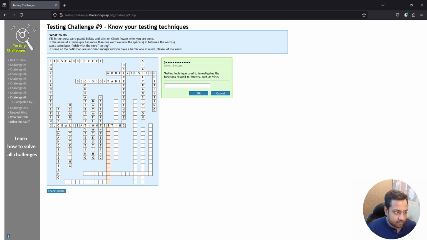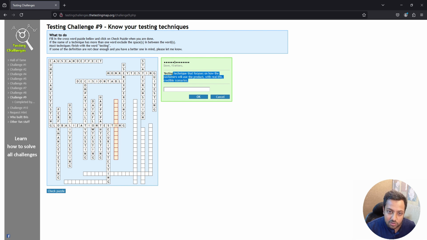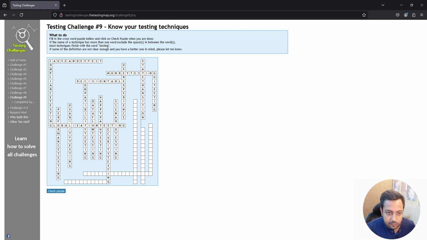The next one. Testing technique used to investigate the function related to threats and security, such as virus. Any testing technique with threats, very simple, security testing. The next one, okay, testing technique that focuses on how the customer will use the product in real life and credible scenarios. It talks about scenario. It is very simple. It is scenario testing. Let's pick the next one.